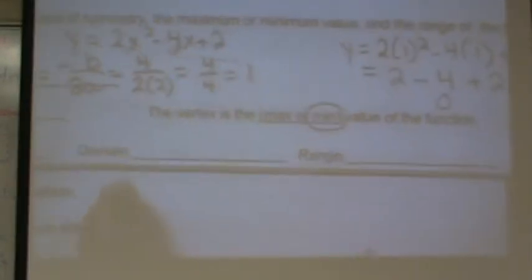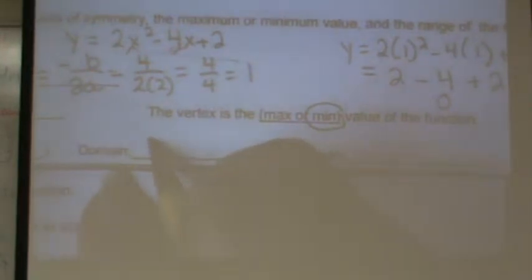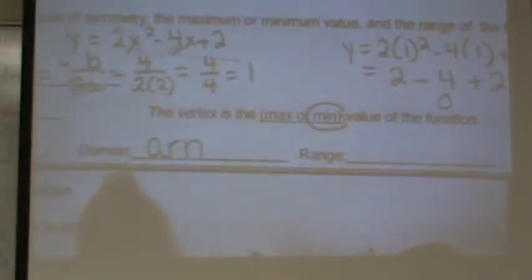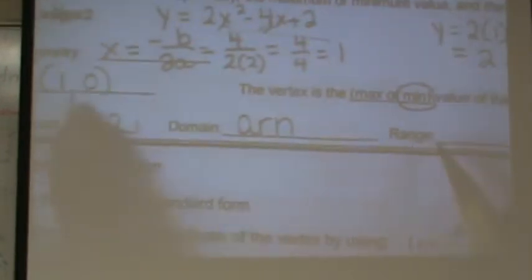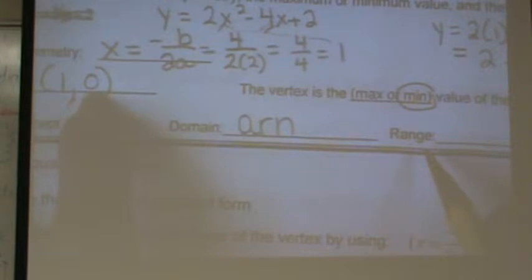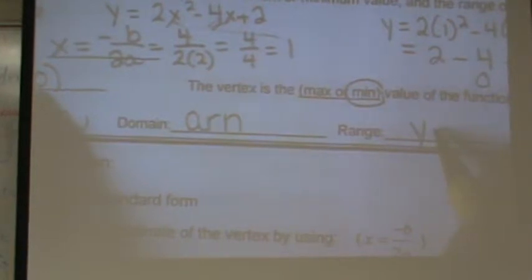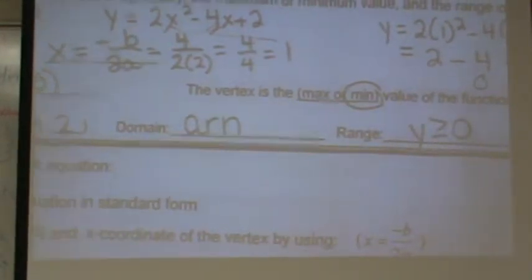What did we say the domain always is for these? All real numbers, positive, negative, all real numbers. Now, do you remember the easy way to find the range? You look at your highest y value, and since this is going up, it's going to be y is greater than or equal to 0 for that one.